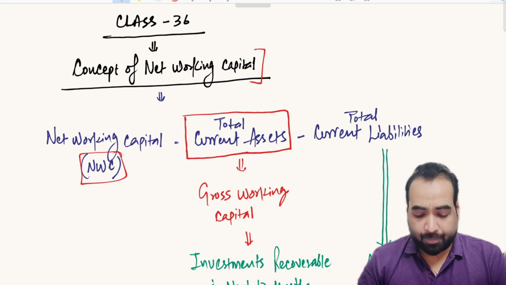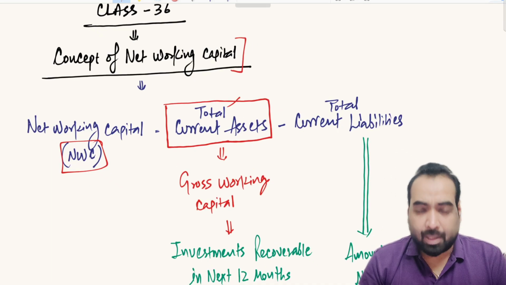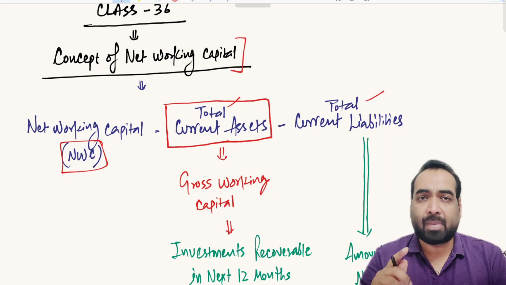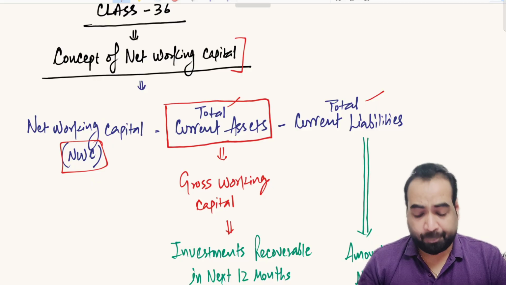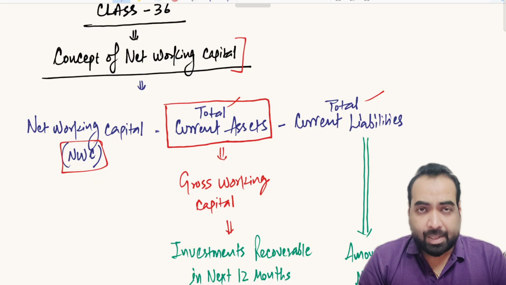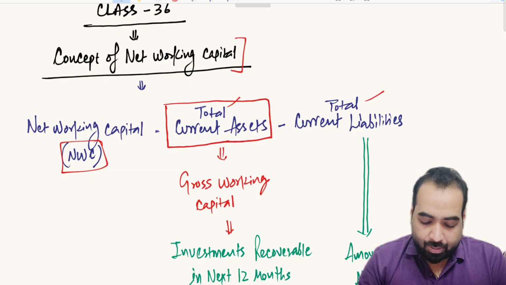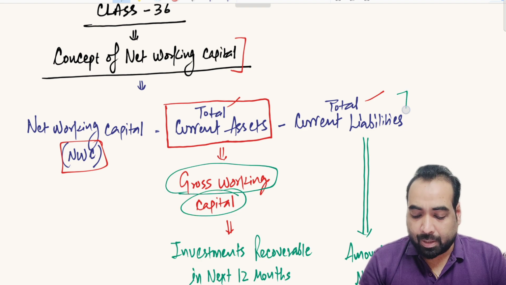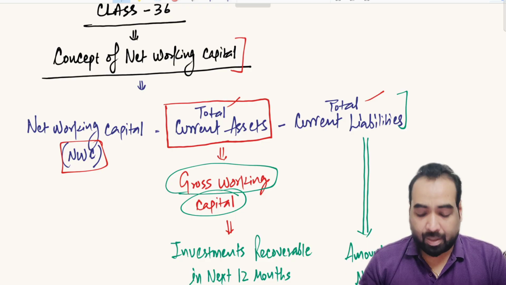If we talk about the formula, the net working capital is simply the difference between the total current assets and total current liabilities. Total current assets minus total current liabilities is equal to your NWC, net working capital. The total of current assets alone is often called gross working capital. When we deduct the total current liabilities from it, then it is called net working capital. So this is the difference between gross working capital and net working capital.